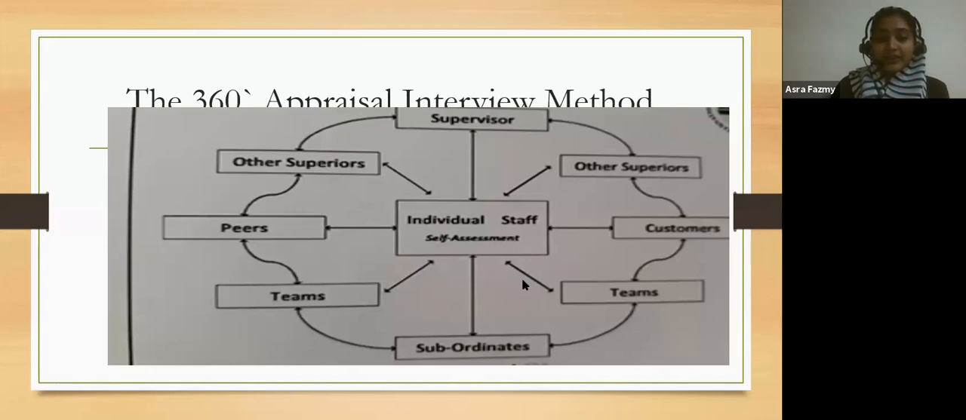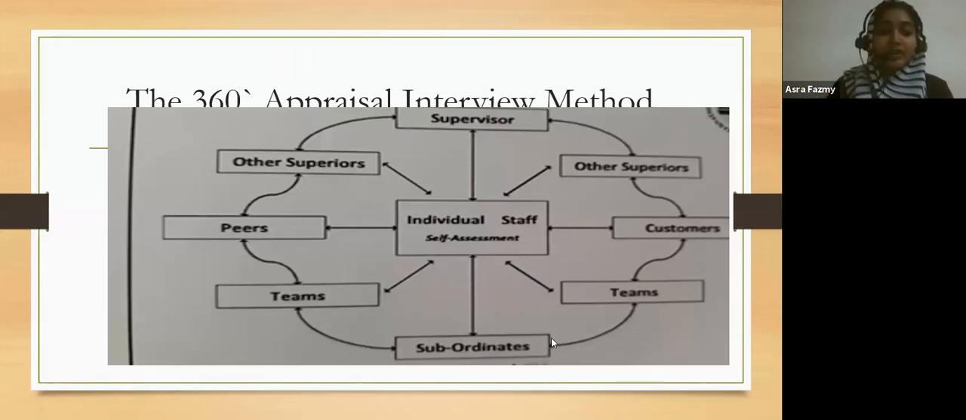Then I will get feedback from subordinates. Who are subordinates? Subordinates are people who work under you. So if I'm your manager, you people are my subordinates, right? I will get information from the subordinates also regarding you, in case you are managing people. Peers mean people who you work along with, for example, your co-workers.